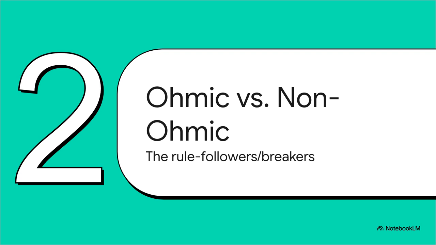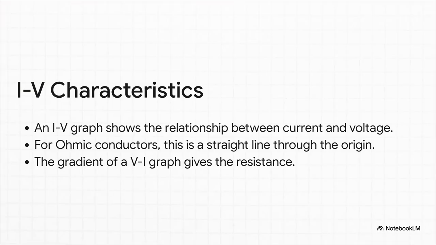And that brings us to a really important split. The components that follow the rules and, well, the ones that break them. The way we tell them apart is by plotting what's called an IV graph. It's just a chart showing current versus voltage, and it's basically like a unique signature for every component. Now, for something that does obey Ohm's law, we call that an ohmic conductor. Its signature is a perfect straight line that goes right through the 0 point. That tells us its resistance never changes.